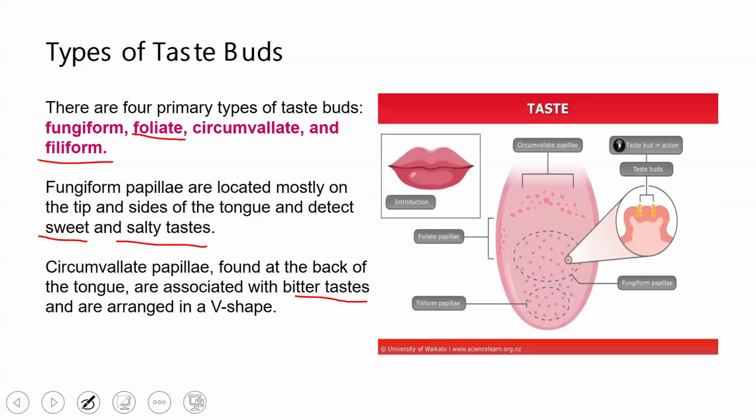So now, this is actually the structure of the tongue. You see we have fungiform, we have filiform, then we have circumvallate papillae, and then we have foliate papillae. So please, I want you to write the functions of foliate and filiform. Here you have the functions of fungiform and vallate.